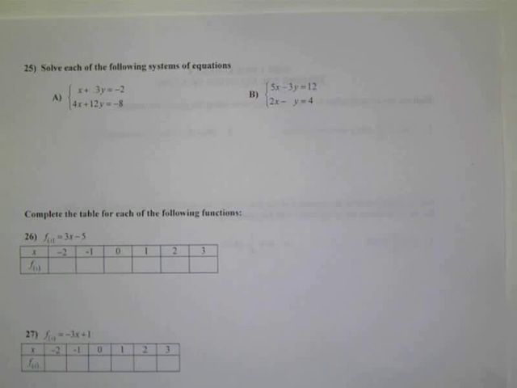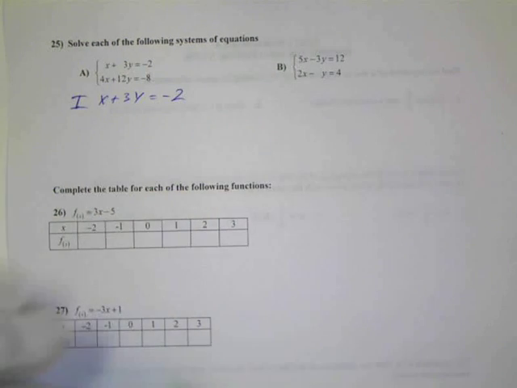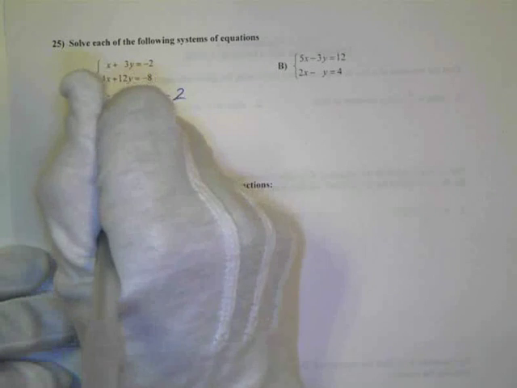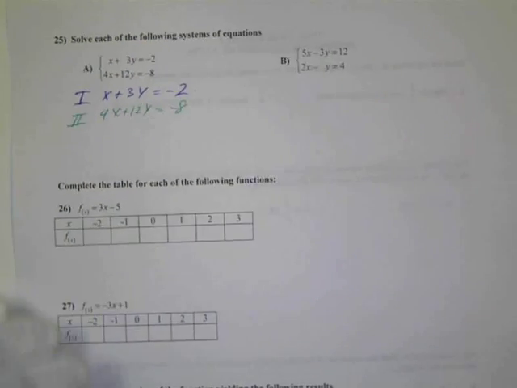So here's some systems of equations to solve in our linear function practice test. So 25 letter A, and again, remember I'll always label my equations, so I'll call this equation 1: x plus 3y equals negative 2, and I'll call this equation 2: 4x plus 12y equals negative 8.